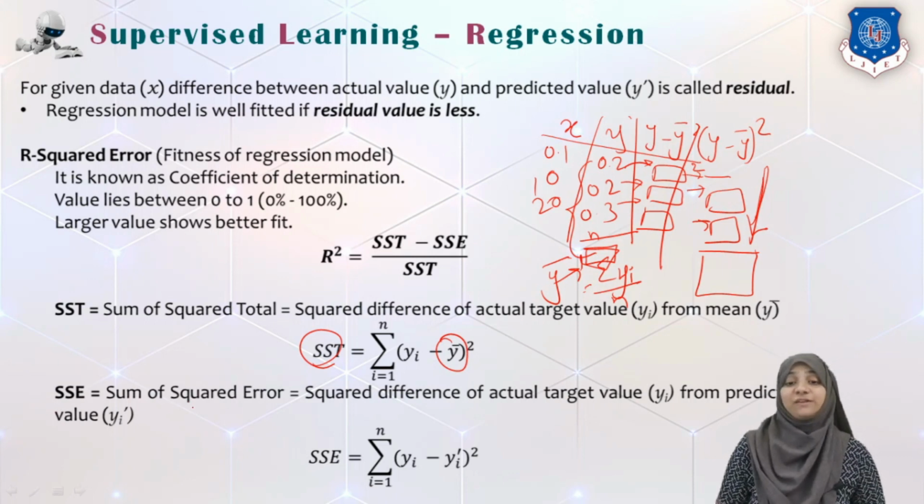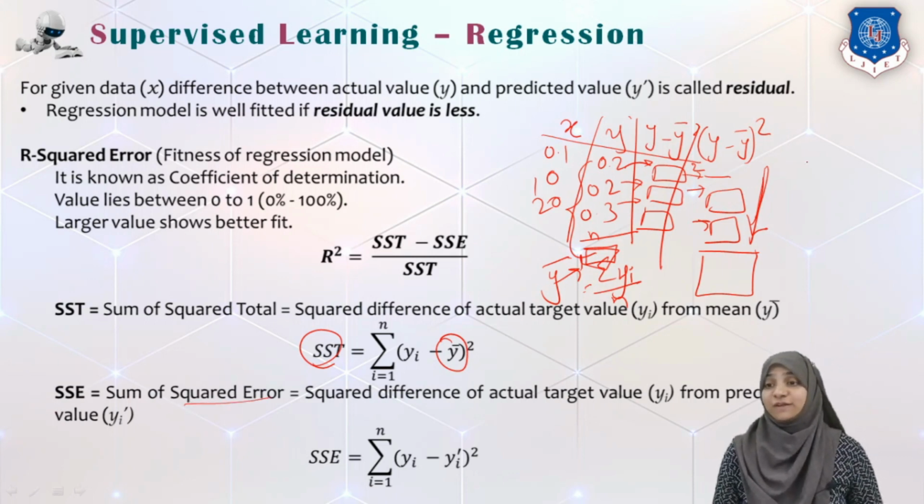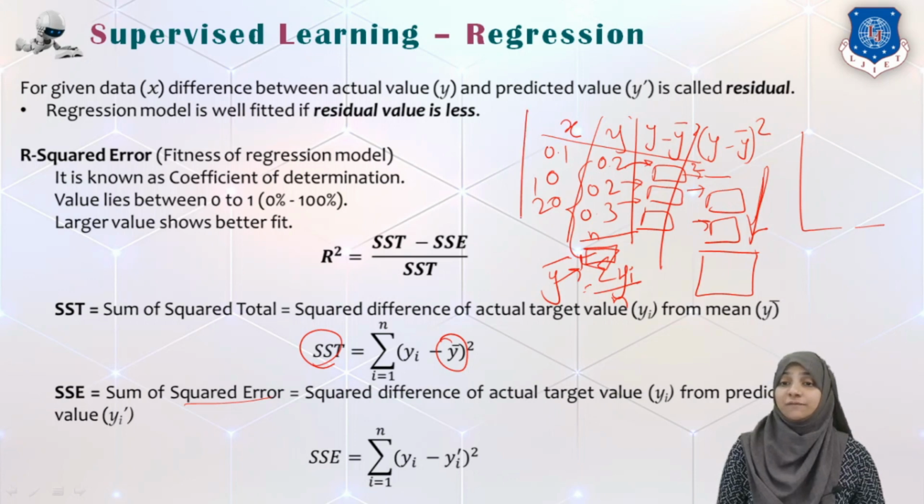Now how to calculate sum of squared error? Sum of squared error is nothing but, here we will add one more column that is called y dash.